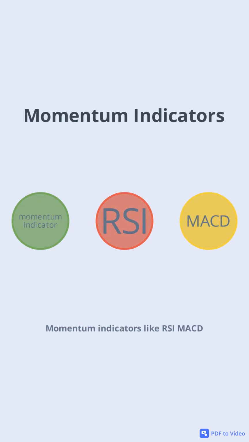Momentum indicators like RSI, MACD, and stochastic oscillator help traders gauge the strength and direction of price movements. They can signal when a stock is overbought or oversold, or when momentum is shifting.